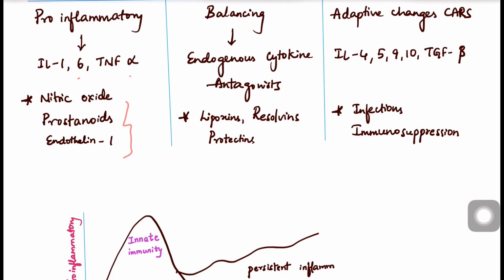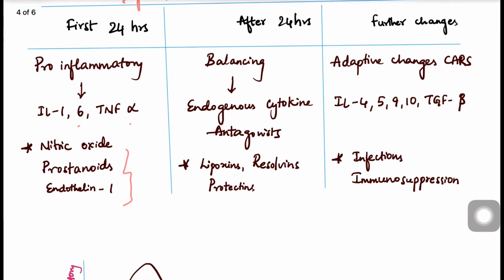As our favorite albumin has so much transcapillary escape rate, it will escape. So in case of sepsis or in case of shock, albumin will be in less quantity. So it is known as negative acute phase reactant. And after 24 hours, to balance this inflammation, there is something called endogenous cytokine antagonist.